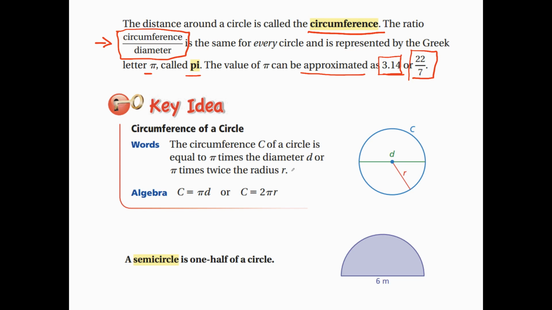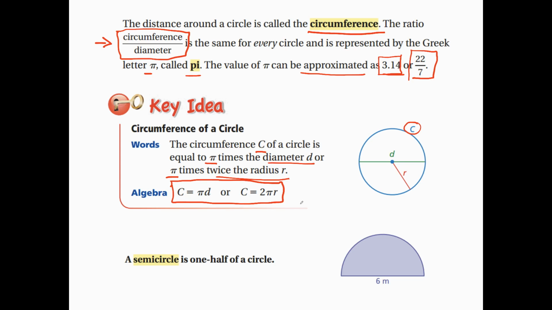So let's look at what the circumference of a circle is. We use capital C. The circumference C of a circle is equal to pi times the diameter, or pi times twice the radius. So here are two real important formulas to calculate the circumference of a circle, okay?